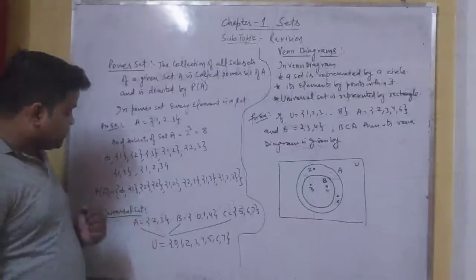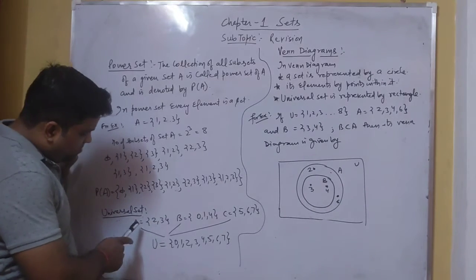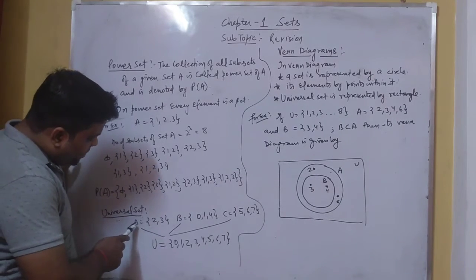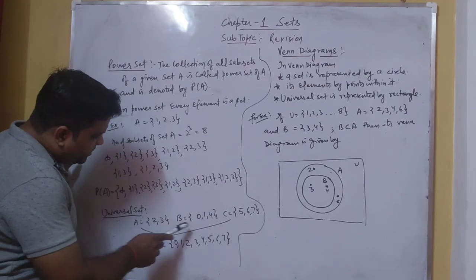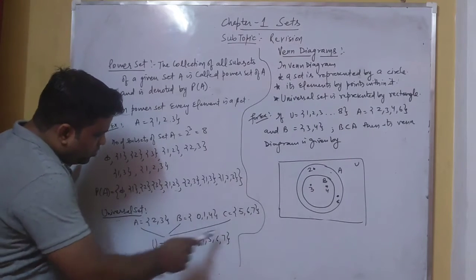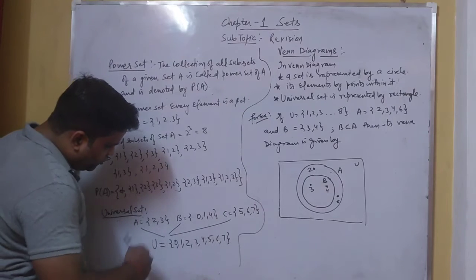Now let us come to the universal set. Here we can understand this set with three sets: this is set A, this is set B, this is set C. The combination of the three sets makes a universal set.